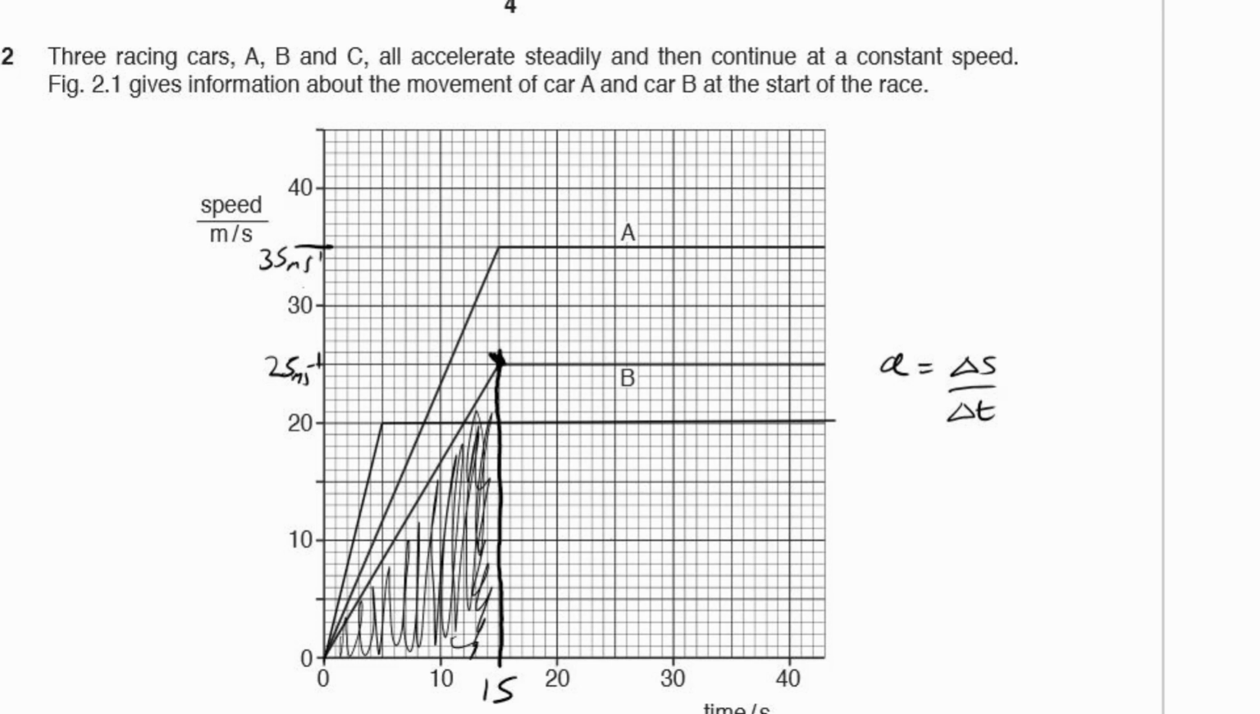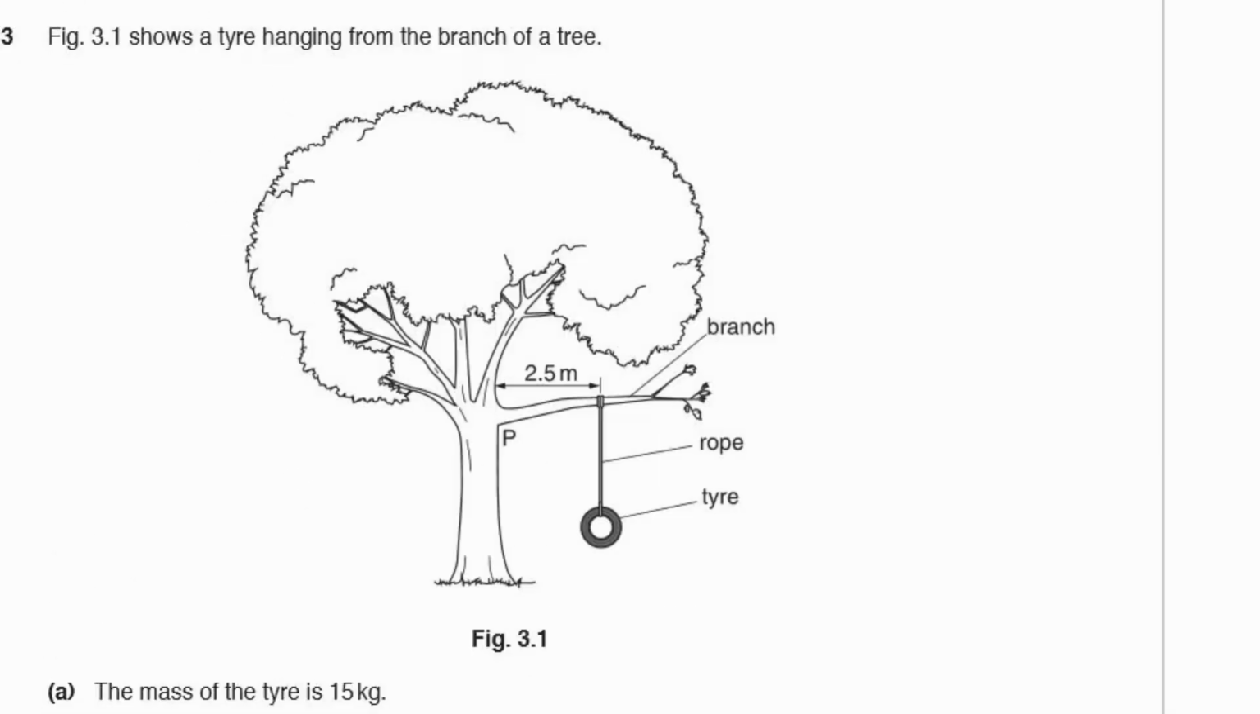So the only two things we had: larger initial acceleration, and the constant speed at the end is lower. There we go. Question 3.